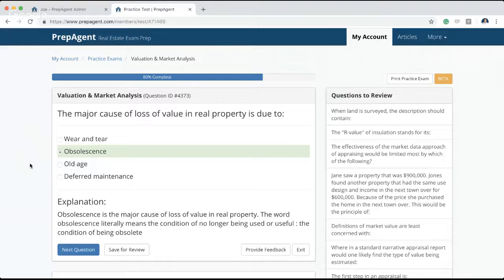Okay. As for the question on the board, the major cause of loss in value is due to obsolescence. We said that two forms of obsolescence are economic and functional. Economic and functional. Now, there's two forms of obsolescence, but there's three forms of depreciation.